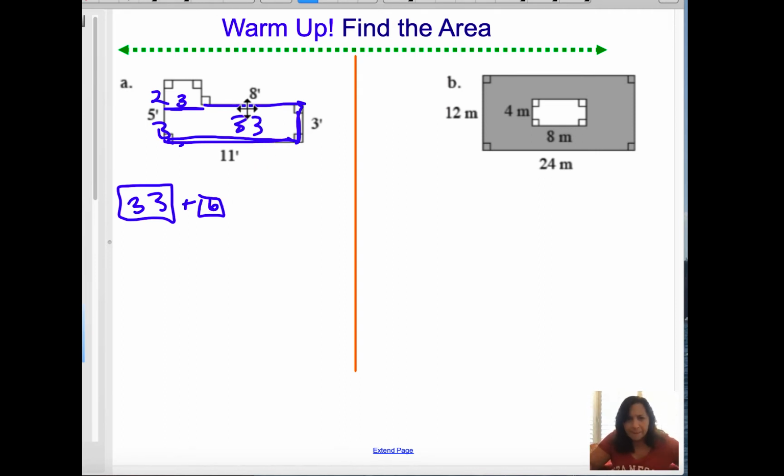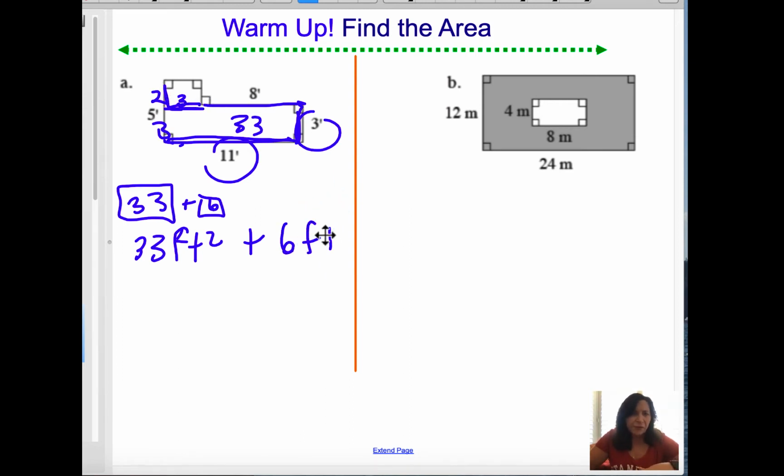Now remember, these look like feet, and so what that's telling you is this is 11 times 3, so 11 feet times 3 feet is 33 feet squared, plus 2 feet times 3 feet, which is 6 feet squared. So that makes 33 plus 6 is 39 feet squared.